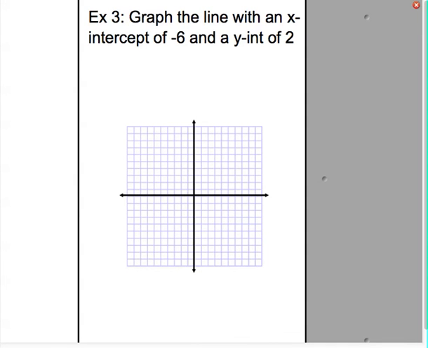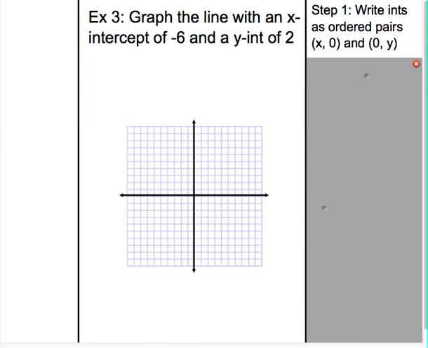One more. This time we're given the x and the y-intercept. So what I want you to do is write the intercepts as ordered pairs. The x-intercept is negative 6, and the y-intercept is 2. So make sure that you are putting that value in the correct coordinate when you write your ordered pairs. The x-intercept has a y value of 0, x value of negative 6. The y-intercept has an x value of 0, y value of 2.